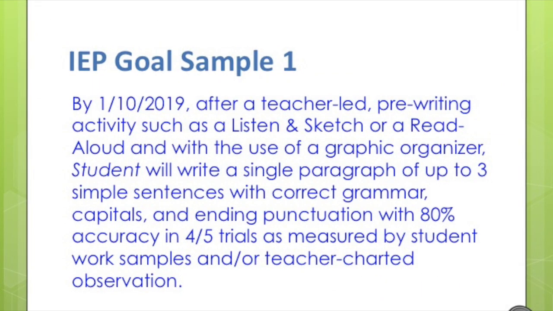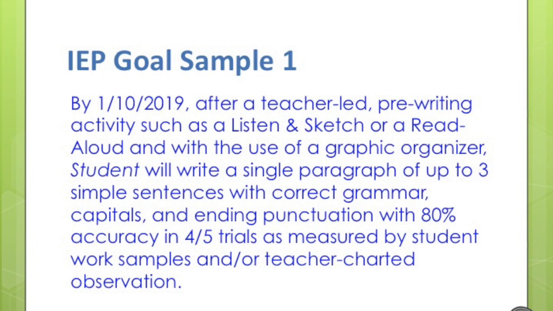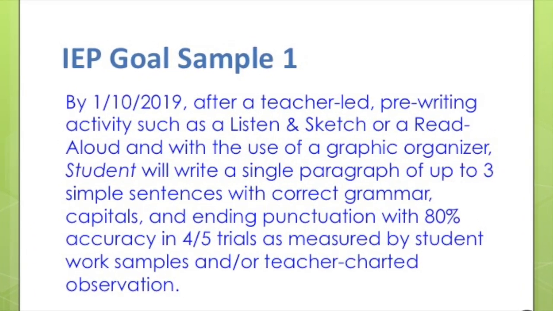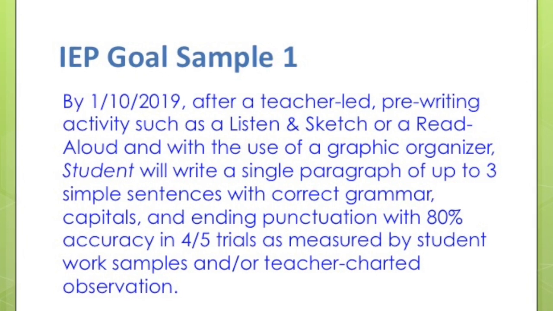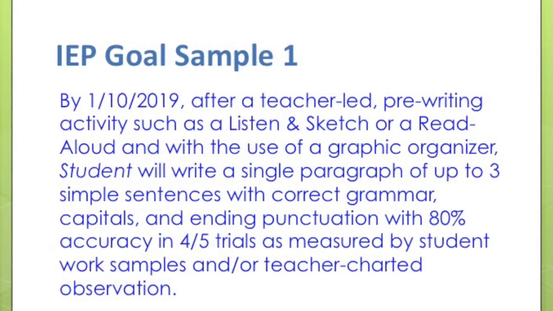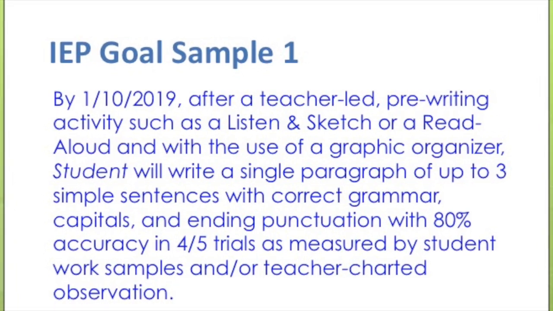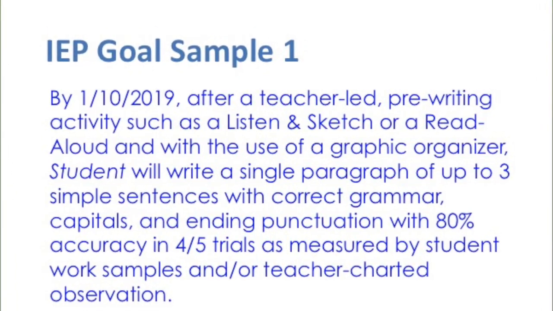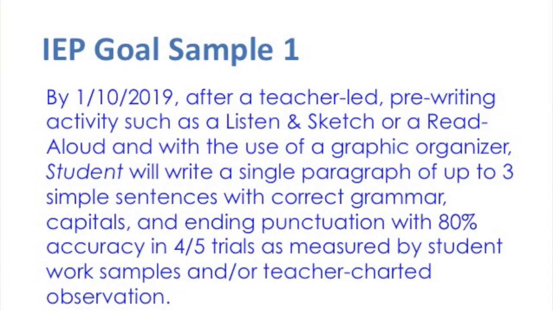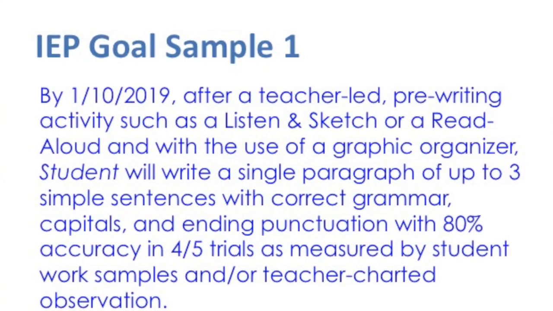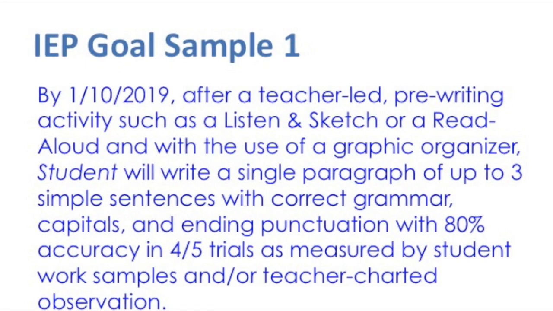Okay, let's put that all together. By January 10th, 2019, after a teacher-led pre-writing activity such as a listen and sketch or a read aloud, and with the use of a graphic organizer, student will write a single paragraph of up to 3 simple sentences with correct grammar, capitals, and ending punctuation with 80% accuracy in 4 out of 5 trials as measured by student work samples and/or teacher-charted observation.